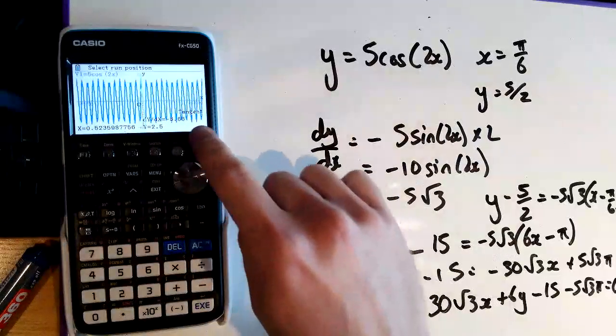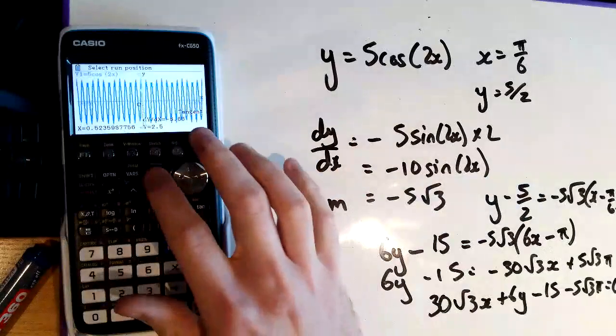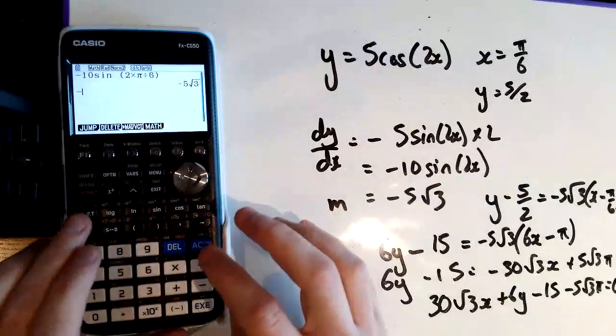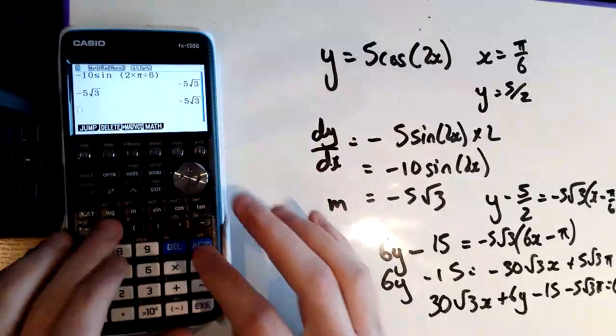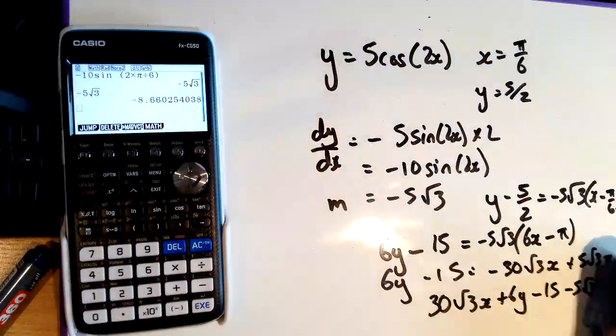And it gives me the gradient is there, minus 8.66. So I can just check that. Minus 5 root 3, minus 8.66. There we go. So it looks like I've got it right. Okay, next one.